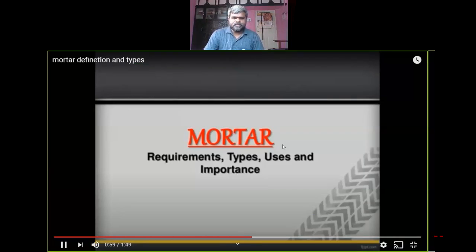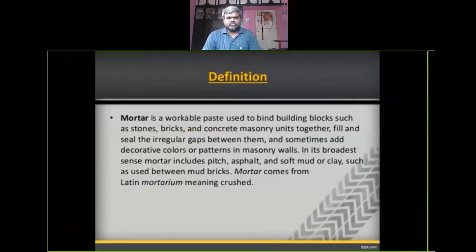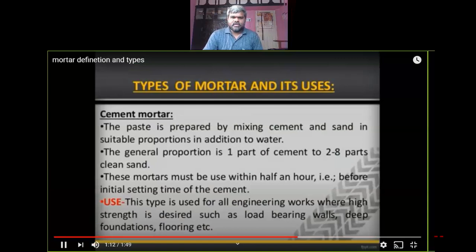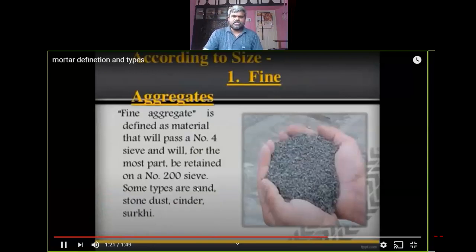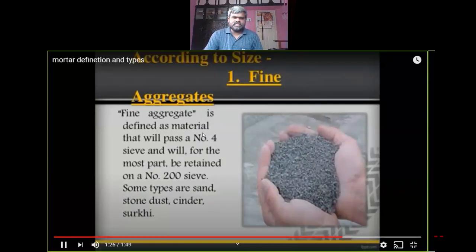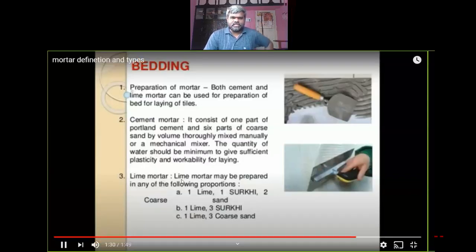So, mortar types and uses. Mortar is a workable paste used to bind building blocks such as stones, etc. Cement mortar is prepared by mixing cement and sand in suitable proportions, 1:2 to 1:8. This is the fine aggregate that passes IS sieve number 4, that is 4.75 mm, and is retained on the 200 micron sieve.